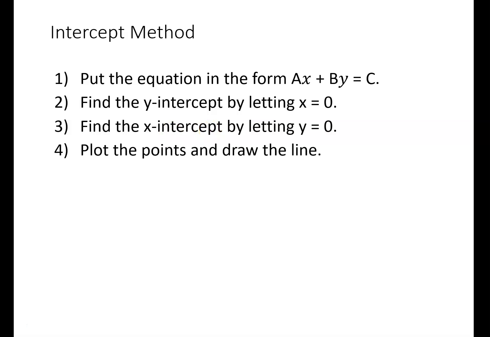And for steps 2 and 3, what I usually do is just make a little table like this. When I want to find the y-intercept, I let x be 0. When I want to find the x-intercept, I let y be 0. I just find those values. And now I have both points that I can plot and draw the line. So let's try it out.